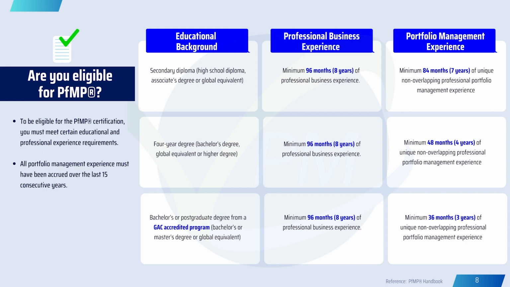Now again, GAC accredited program: if you have done any degree or certificate from a university of a GAC accredited program, you again need 8 years, but 36 months of portfolio experience. Again, we're talking non-overlapping, unique experience. By the way, your experience for program and portfolio can go back 15 years. If you did something in the past as a program manager or portfolio manager, but now your role has changed, it doesn't matter. You can go back. Ideally it should be as recent as possible.